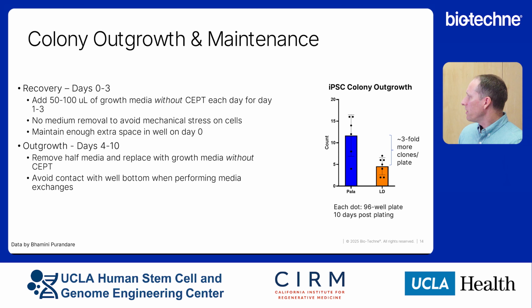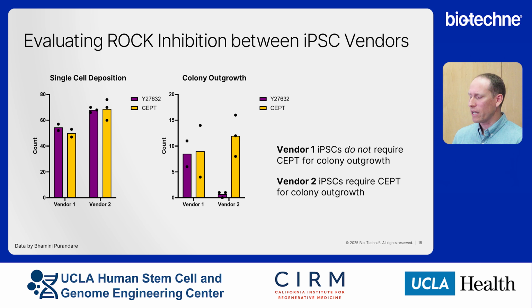I will mention that there's quite a lot of variability that we've seen comparing our data to Dennis's data, for example. Dennis can get anywhere from 20 to 50% outgrowth with his iPSCs using the PALA. These are just two different cell lines that we were using, so we were seeing on average about 15 to 25% or 30% outgrowth.